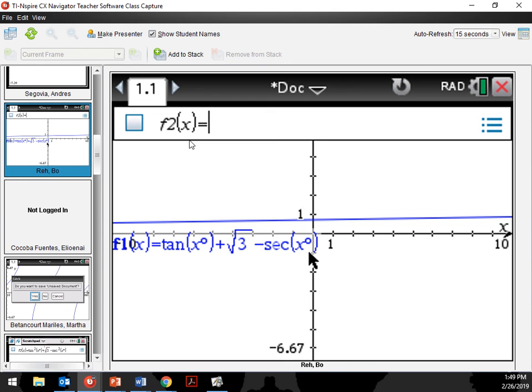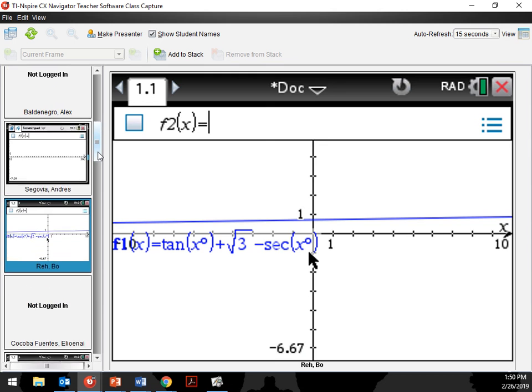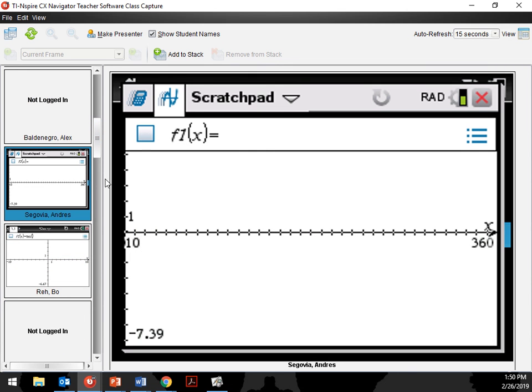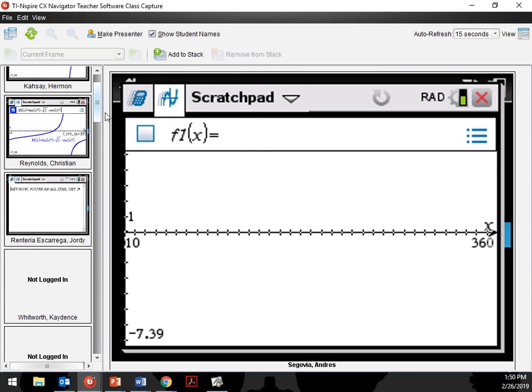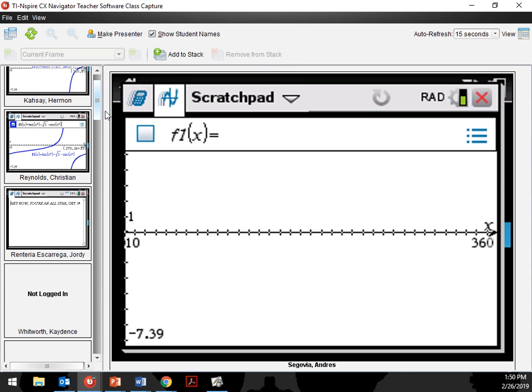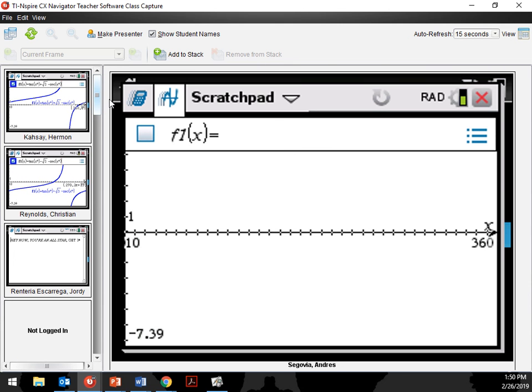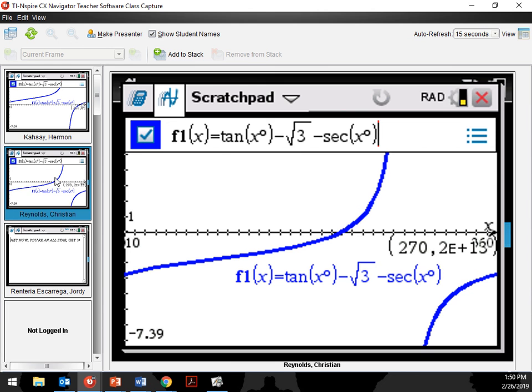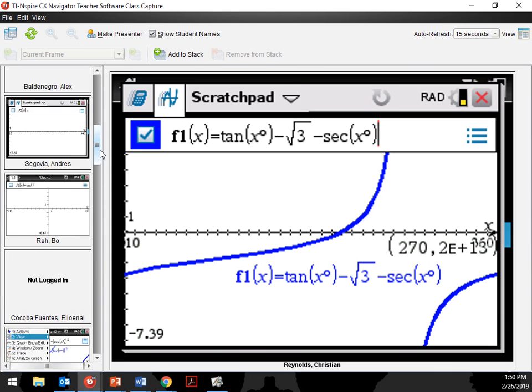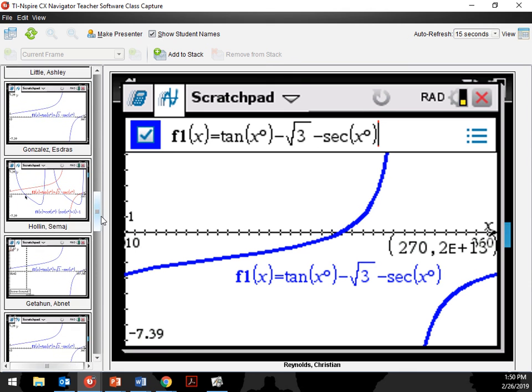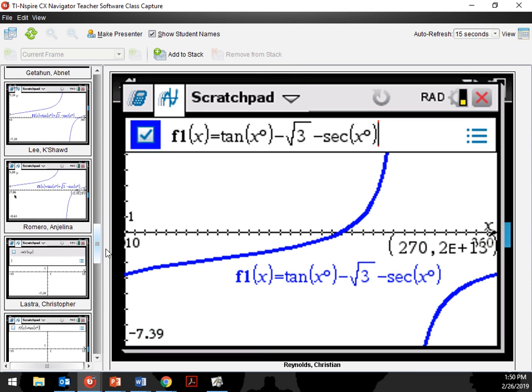Bo, what's wrong with your window? It's not right. Fix your window. Change your window to 0 to 360. Everything else is right. Don't have anything there. Christian, you still got the minus sign. Yeah, Naira told me it's plus. Okay.